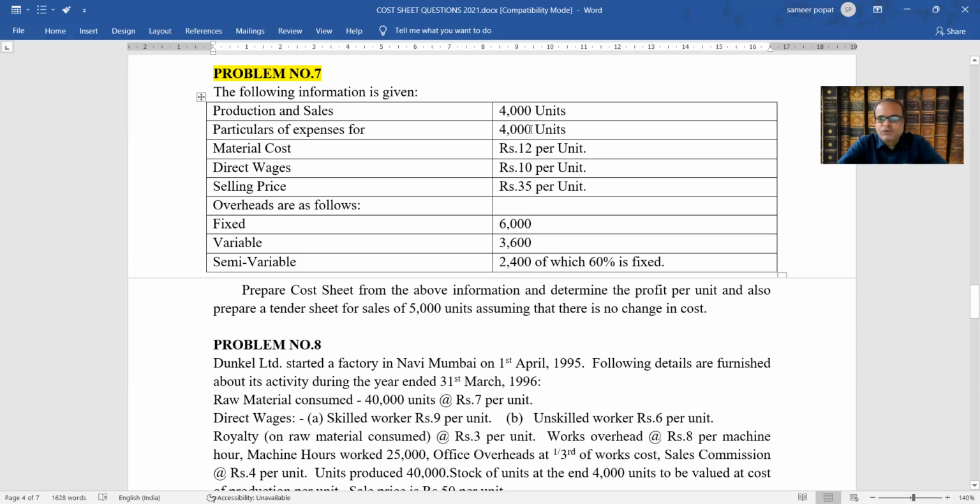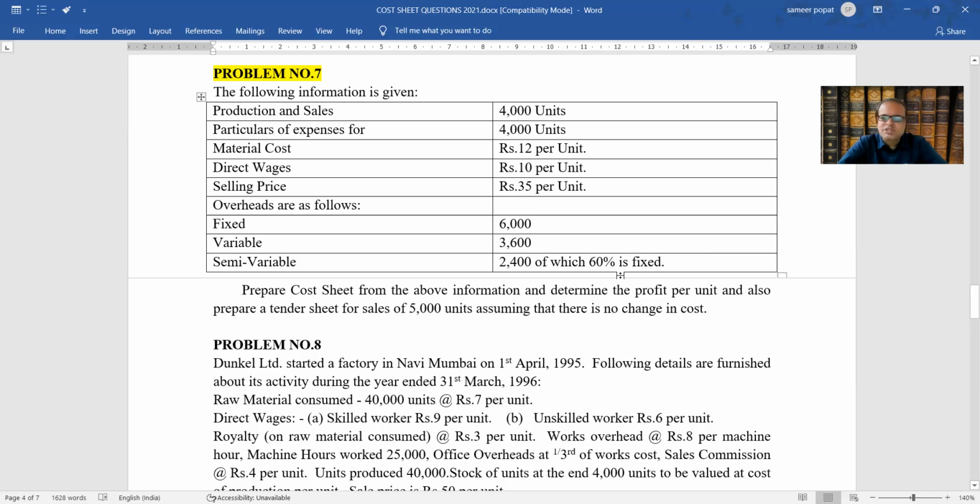Particulars of expenses for 4,000 units. Material cost is rupees 12 per unit. Direct wages is 10 per unit. Selling price is 35 per unit. Overheads are as follows: fixed overhead are 6,000, variable overhead are 3,600, and semi-variable overhead are 2,400, of which 60% is fixed.